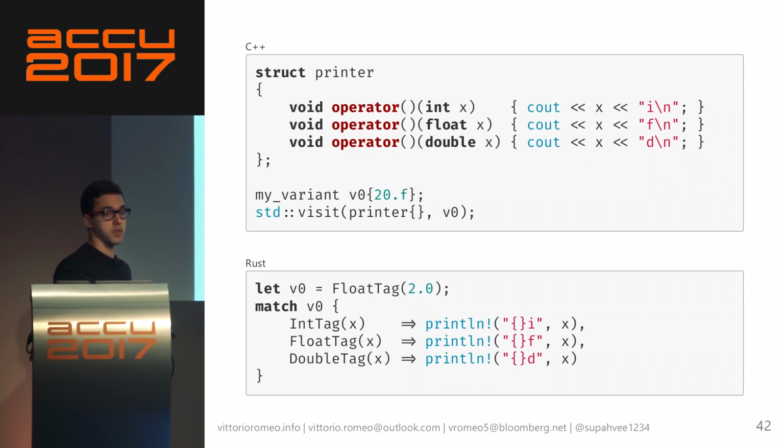So if you compare it to C++, we need to define a struct here. We have a lot more boilerplate, and between the usage of the struct and its definition, there might be an arbitrary amount of code. While in Rust, the visitation is right next to where we're doing the pattern matching on the variant, and the boilerplate is minimum. So this is what I would like to achieve in C++.